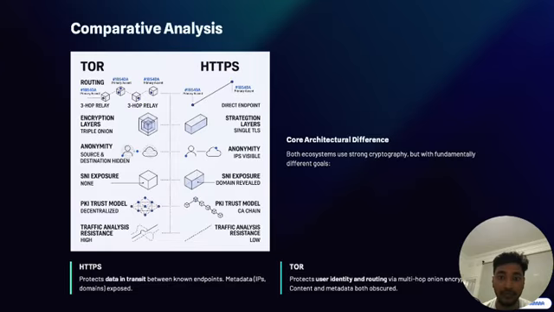Although both systems use strong cryptography, they have different objectives. HTTPS protects data during transmission between known endpoints. However, metadata such as IP addresses and destination domains remain visible. Tor protects anonymity through multi-hop routing and layered encryption. Both the content and routing information are concealed from observers. Therefore, HTTPS focuses on confidentiality, while Tor focuses on anonymity and privacy.